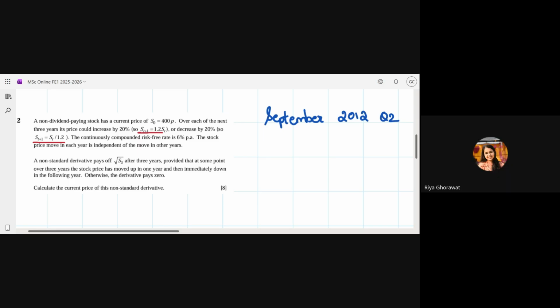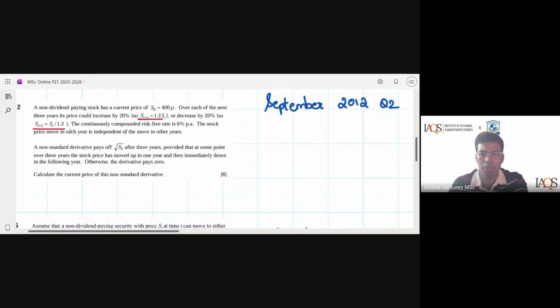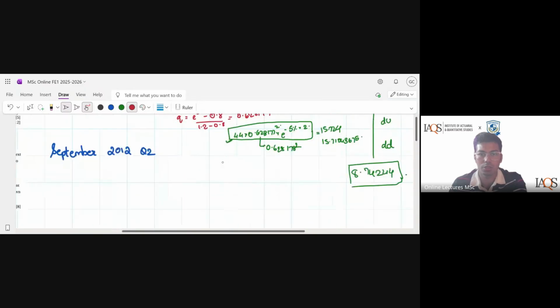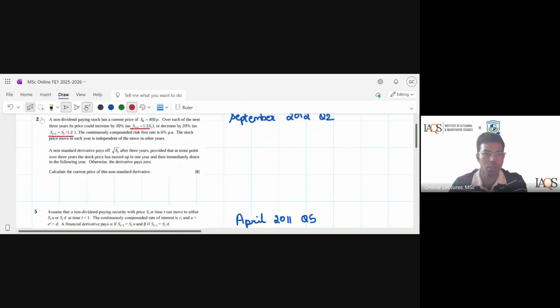There will be 3 time steps. Let's see the question together. A non-dividend paying stock has a current price of 400 pence. So I know the model is currently starting at. Let me solve it down. Take the question down.